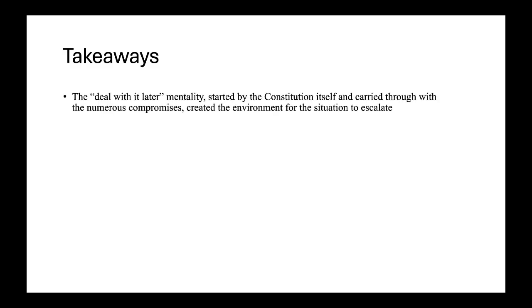Now, as for our conclusion, it's important to keep in mind that this was all a very brief crash course on the road to the Civil War. The events discussed were heavily simplified, and this was merely an overview of the general concepts that I felt led to the war. The overall summary here is going to be one, the deal with it later mentality, started by the Constitution itself and carried through with the numerous compromises, created the environment for the situation to escalate.